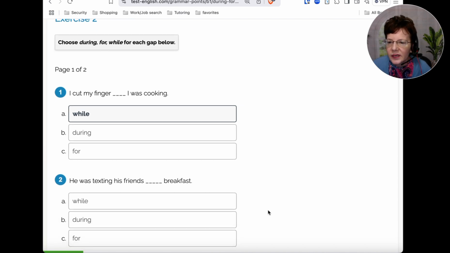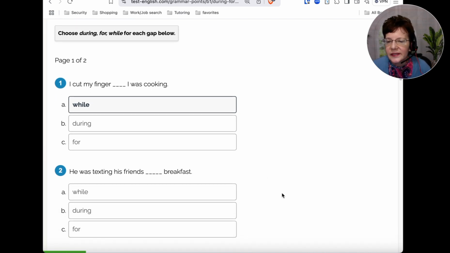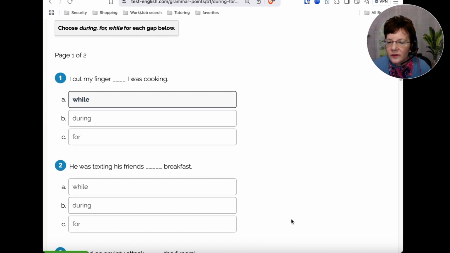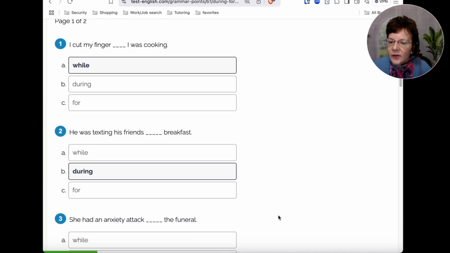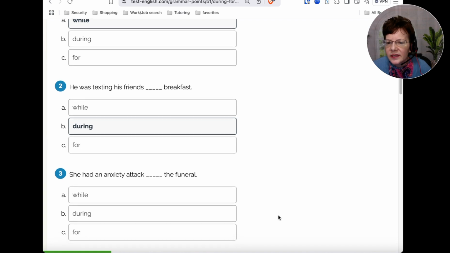All right, two, he was texting his friends breakfast. Okay, so if you chose option B, during, that would be the correct answer. So during. All right. Three, she had an anxiety attack. The funeral. Okay, so we're wondering when she had this. Okay, so if you chose option B, during, that would be it.